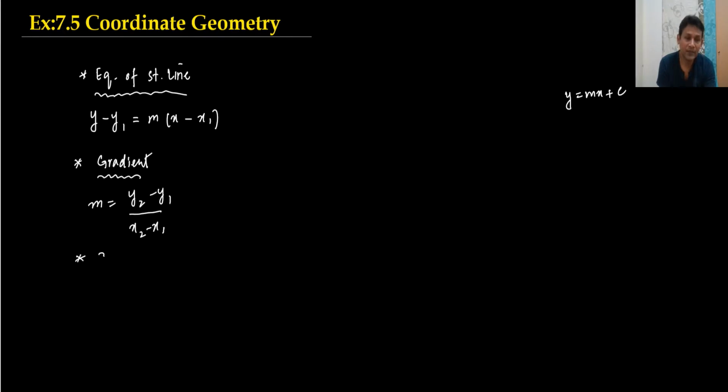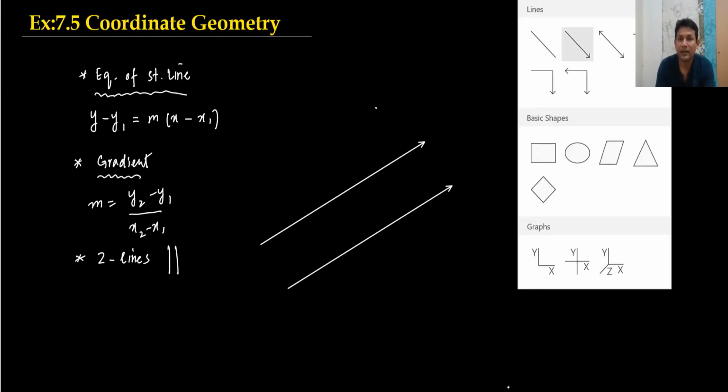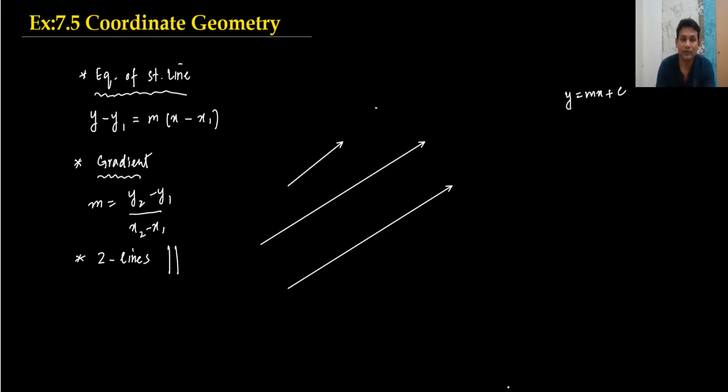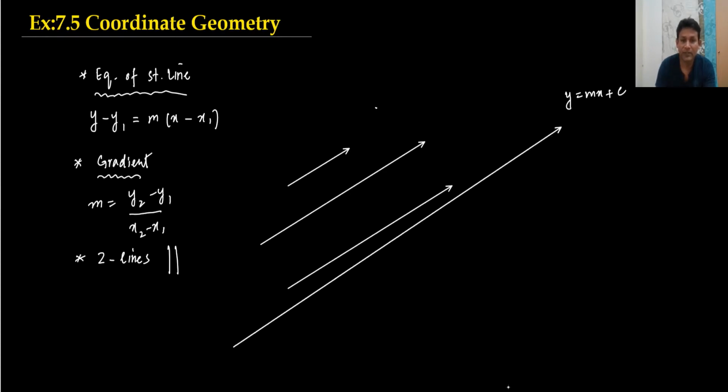Remember, when two lines are parallel, this is the parallel sign. For example, I draw two parallel lines, and the second is parallel to the first. When two lines are parallel, please remember one thing: parallel does not mean the lines have the same size. One can be small, but it should be parallel. There is no problem with the size. The only requirement is that the direction should be the same.